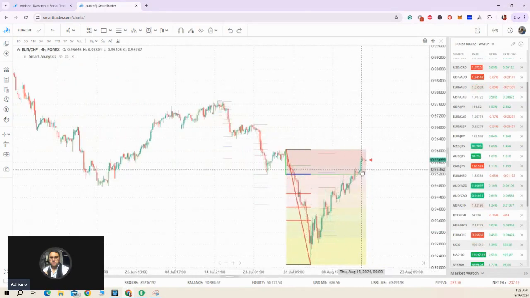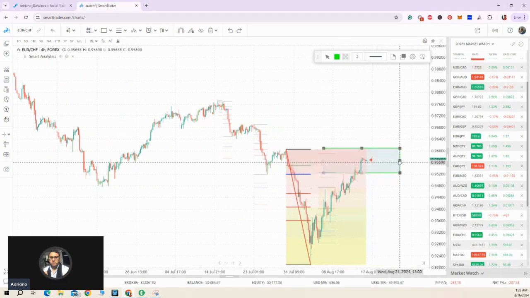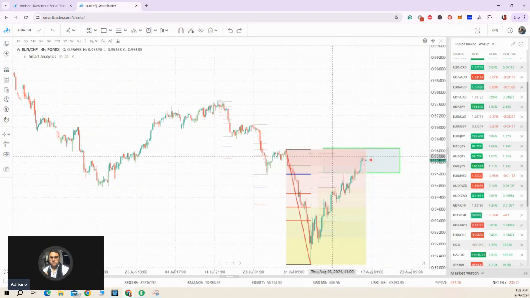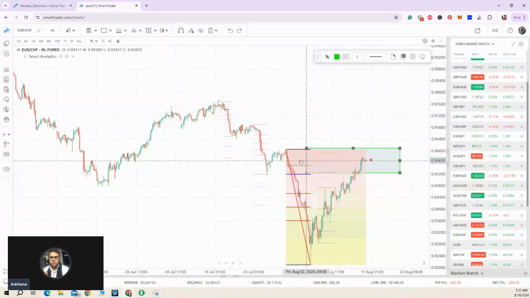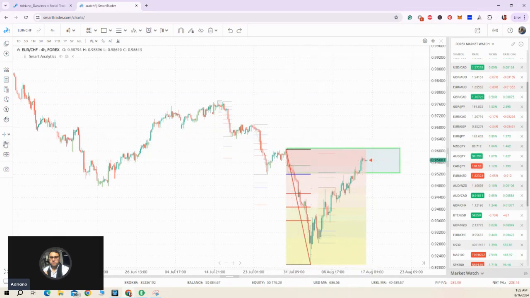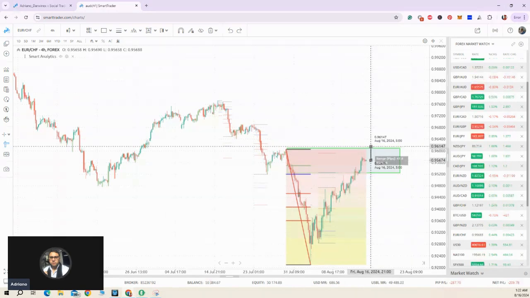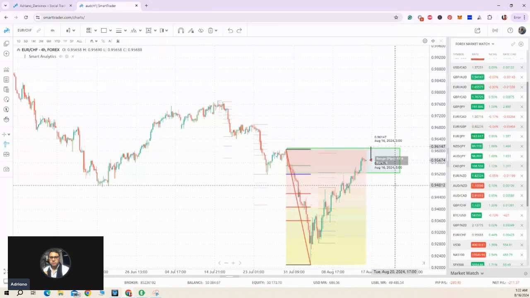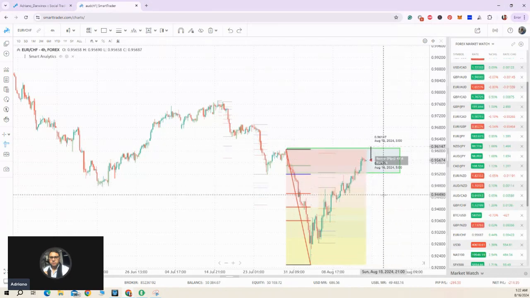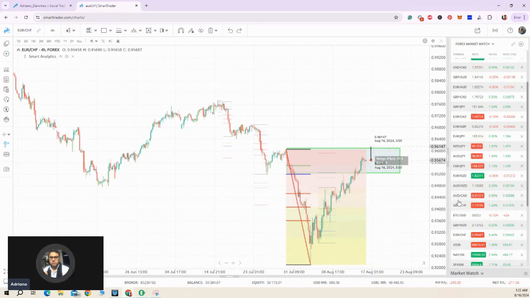anything. I have my supply zone here just waiting for me to place a sell order, but I'm afraid to take this trade. The risk is almost nothing, but I don't have the feeling that this is going to be a winning trade. That's why I don't want to take this trade. Not today.